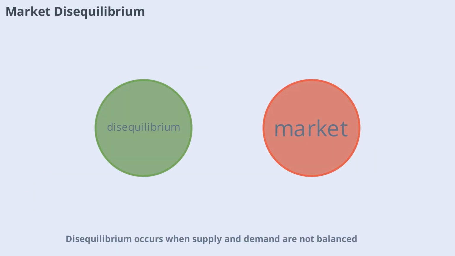Disequilibrium occurs when supply and demand are not balanced, leading to persistent surpluses or shortages. This can result from sudden shocks, policy changes, or structural issues. Markets typically adjust over time, but prolonged disequilibrium can cause inefficiencies and economic hardship. Recognizing disequilibrium helps us understand the importance of restoring balance.